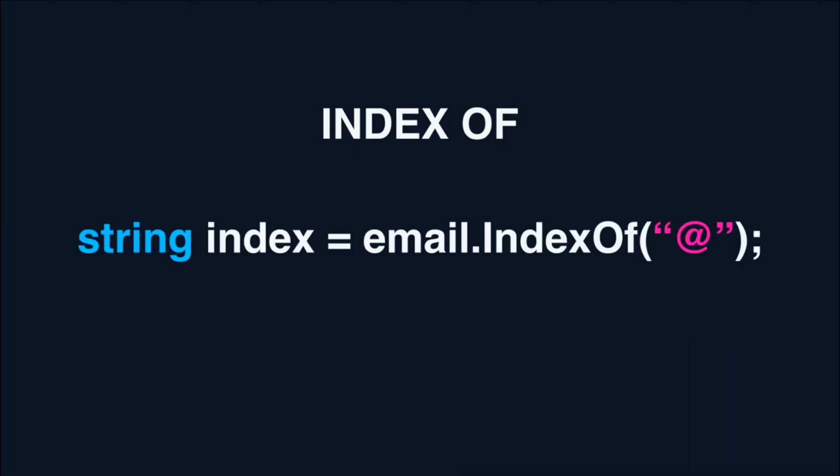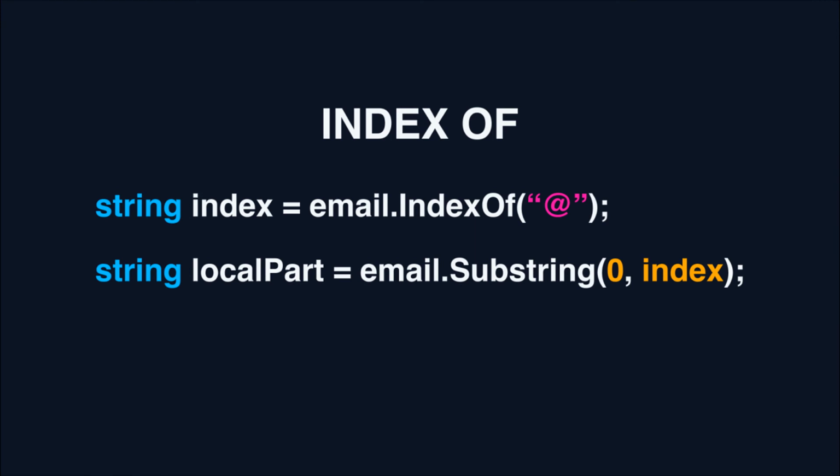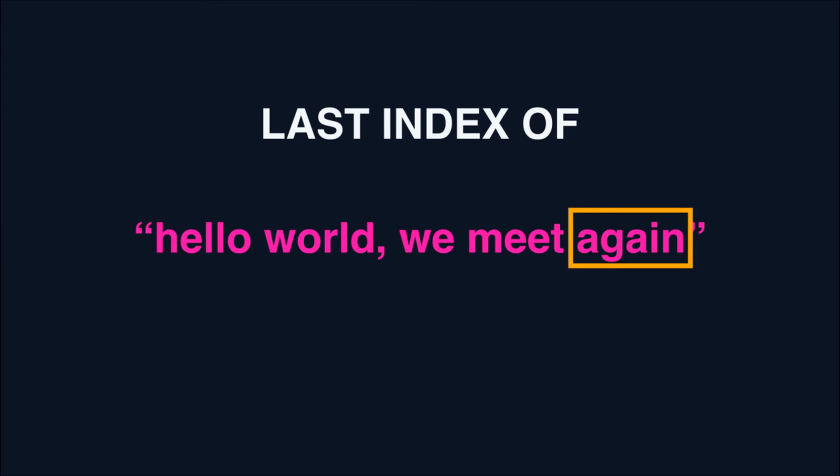So first, we get the index of the @ calling the IndexOf on our string. And then we use the index to return the first section of the string. Remember that the substring excludes the last character, so the @ is not included in the local part of the email. Now let's consider the following example.